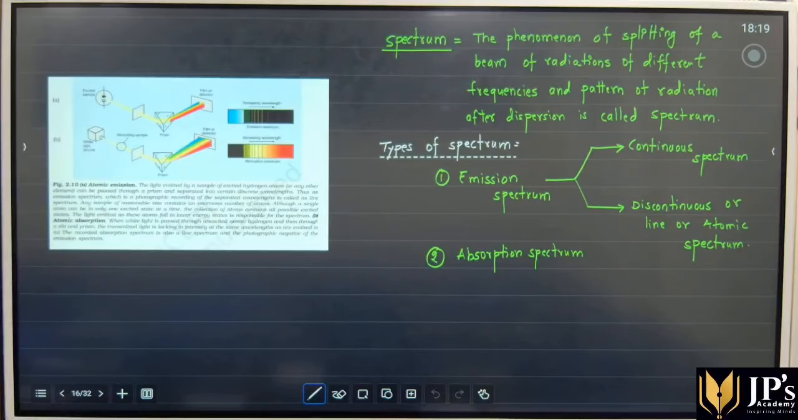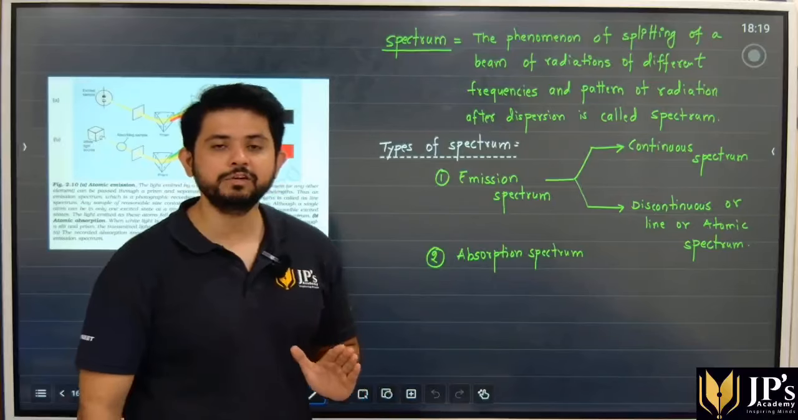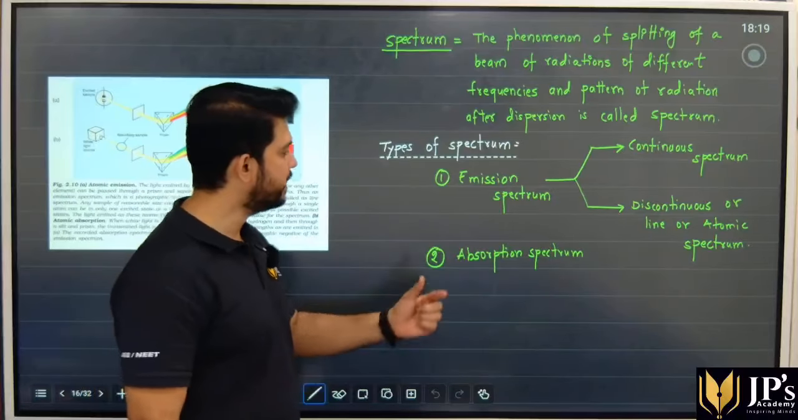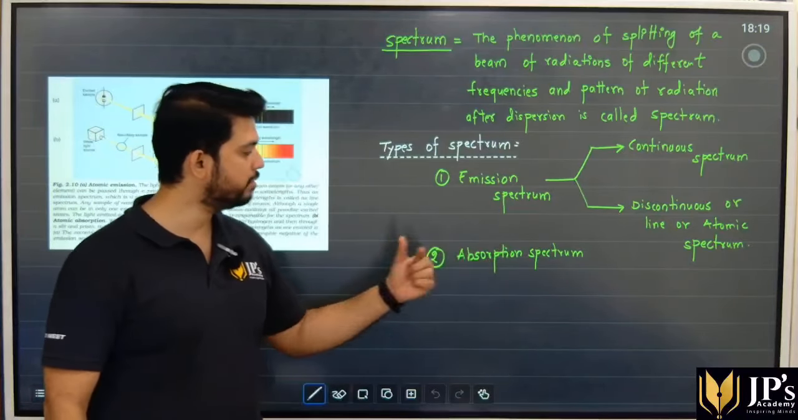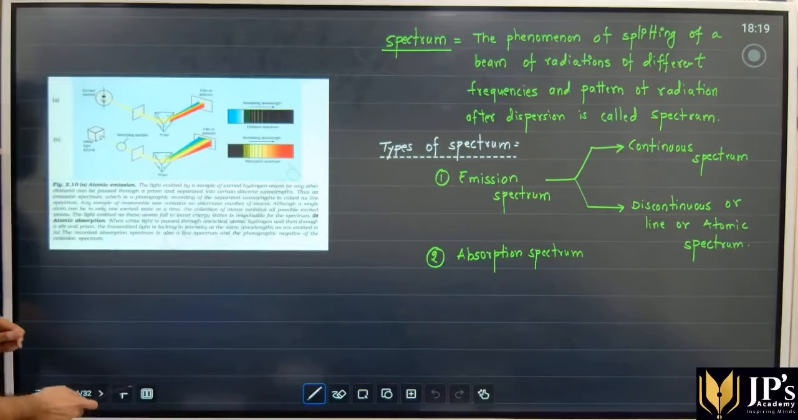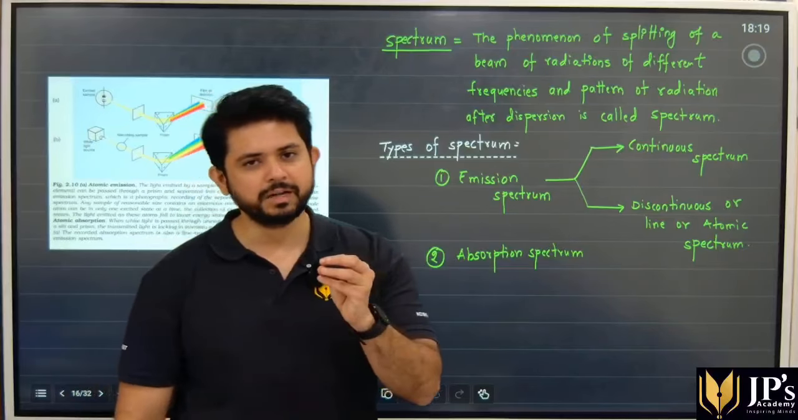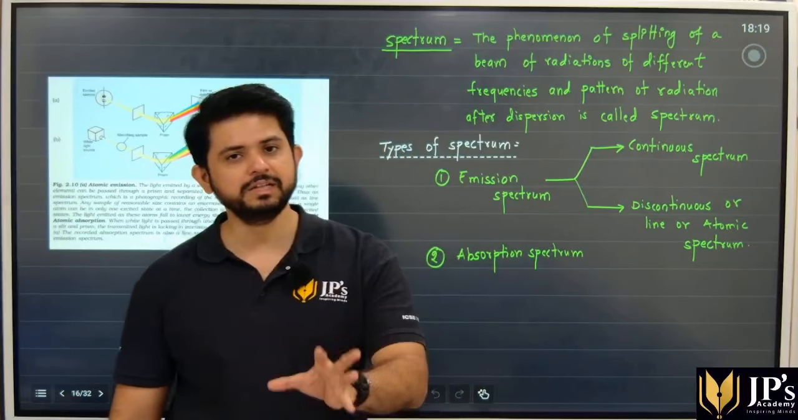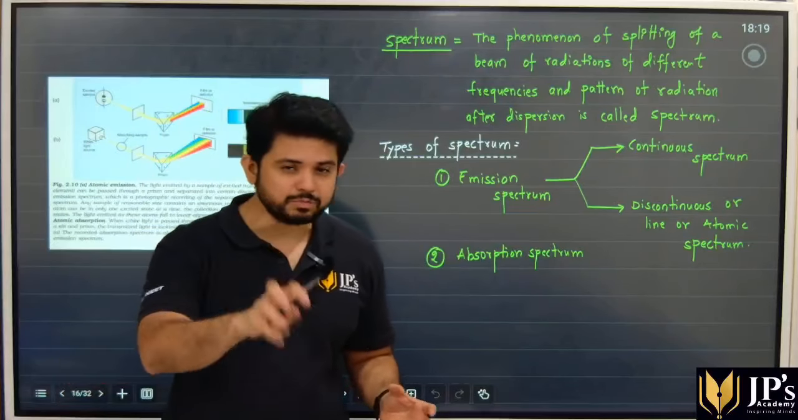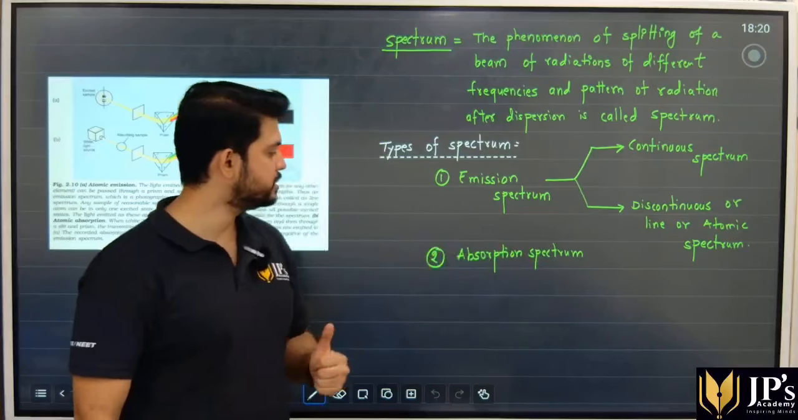Next, students, we have spectrum. What exactly is spectrum? It is the phenomenon of splitting of a beam of light into its constituent colors. There are two types of spectrum, students. One is emission spectrum, one is absorption spectrum. As the name suggests, emission spectrum is, let's say you have a heated gas, it will release some particular frequencies, some particular wavelengths, that is called emission spectrum. If you incident light on that gas, it will absorb some particular frequencies, particular wavelengths, that's called absorption spectrum.